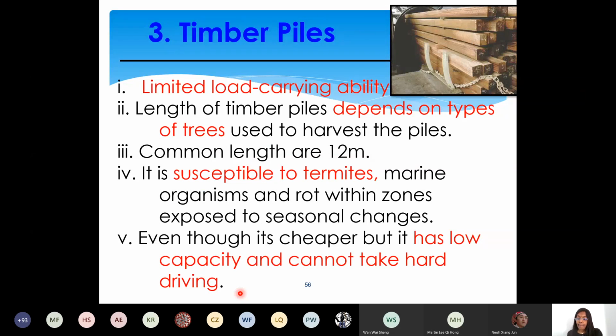Any question on steel pile? No, miss. Okay, timber piles.